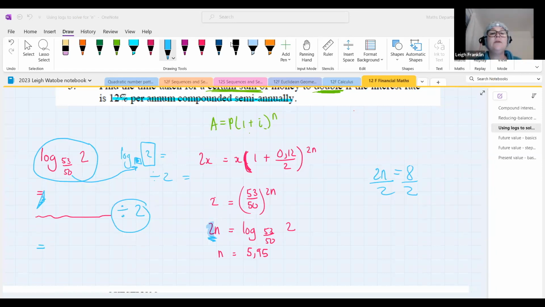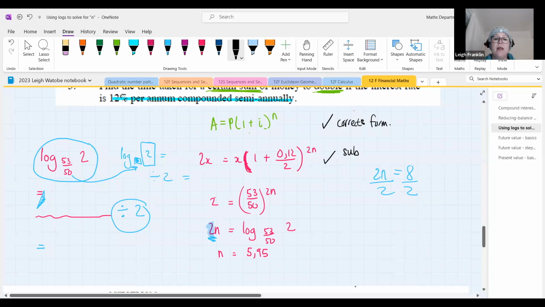So there is always a mark allocation for using the correct formula in financial maths. Then there is a mark for substituting into the correct formula. In a situation like this, there is always a mark for using logs. And then there would be a mark on your answer.